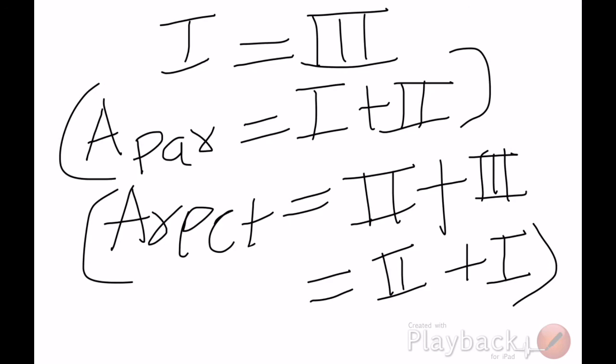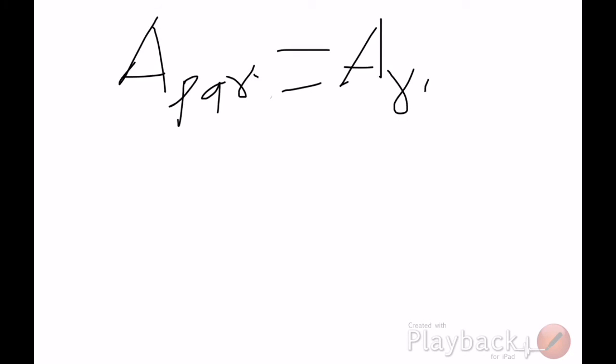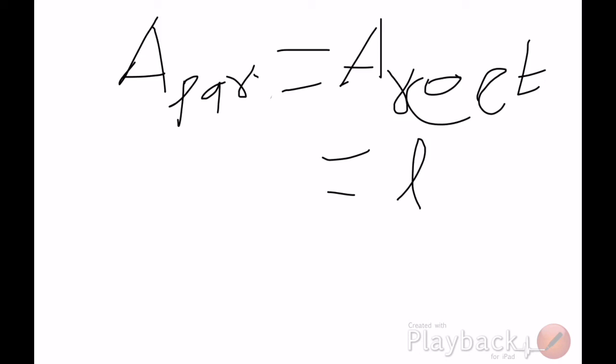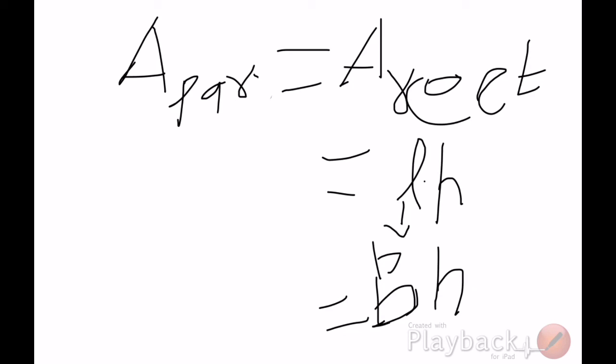So now we can say the area of the parallelogram is the same thing as the rectangle. So from earlier in the proof, we knew that the area of the rectangle is length times height. We just said the length is nothing but the base of the parallelogram. So it is base times height. So there we go. We found the area of the parallelogram and we just proved the whole thing.